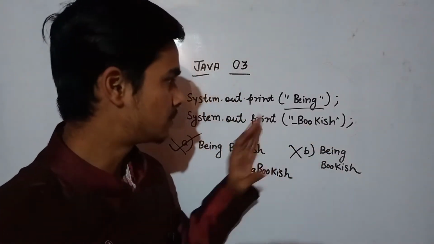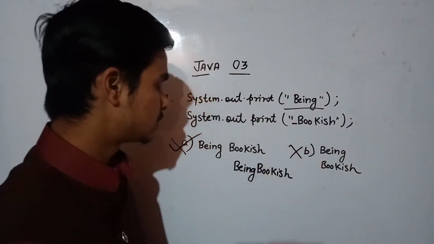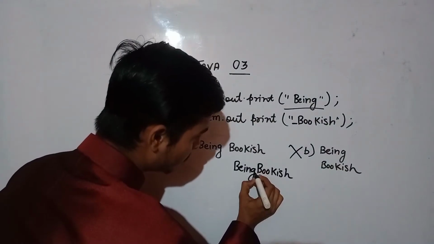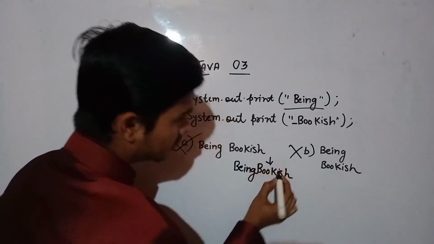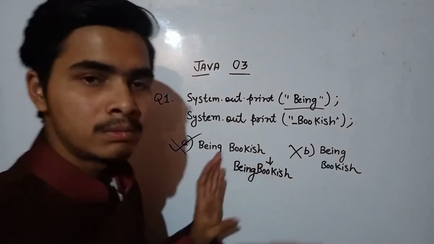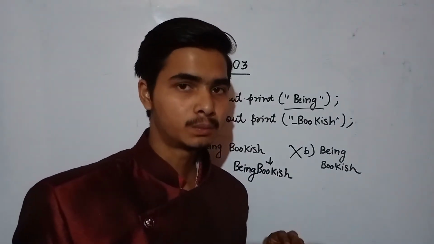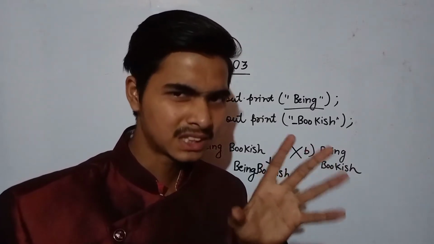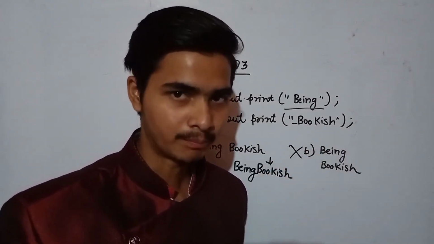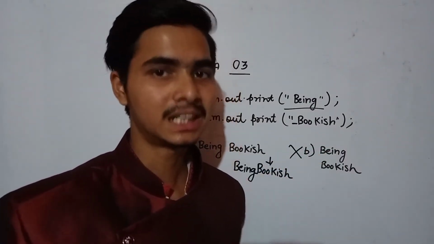Okay, there is no space, but now I am giving one space. So in the output also there will be one space, and then the word bookish will be displayed. Okay, so to find the output you will have to be very much clear about what the concepts are. Okay, now let us take the second example.